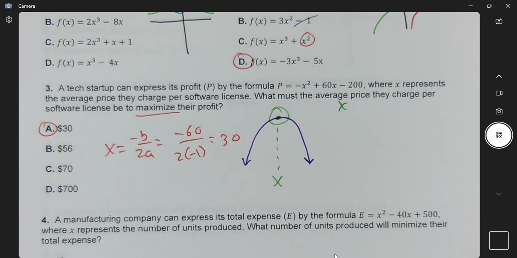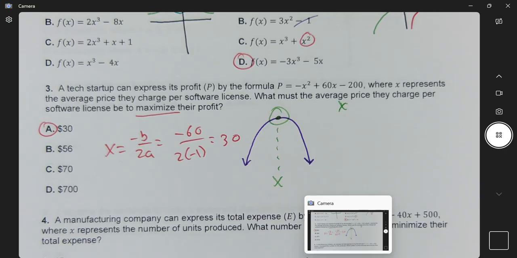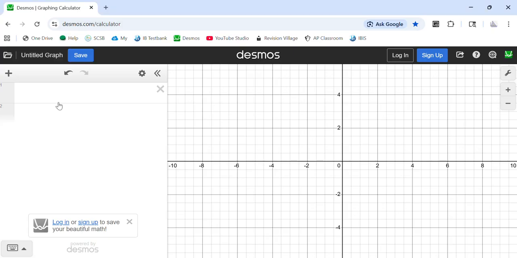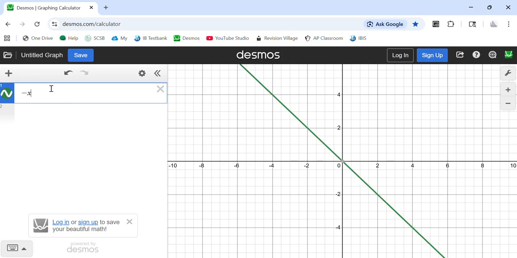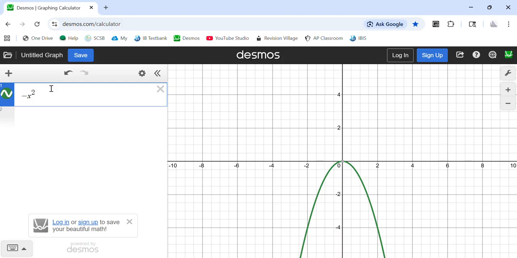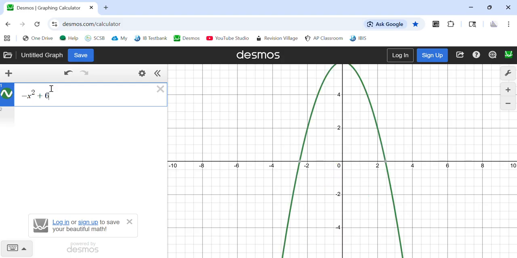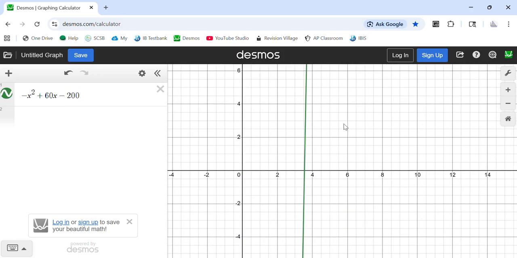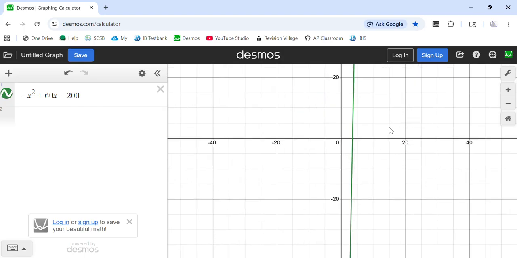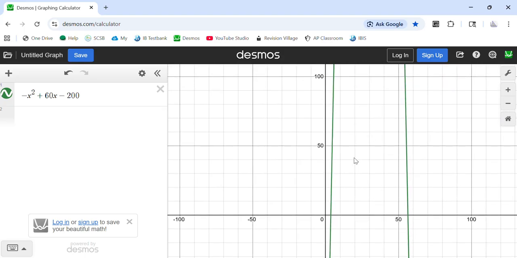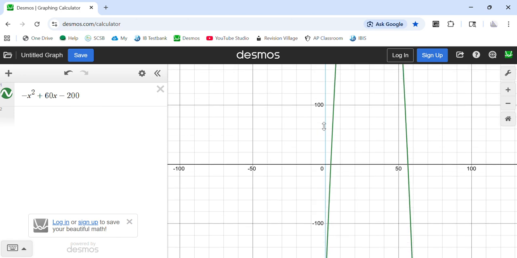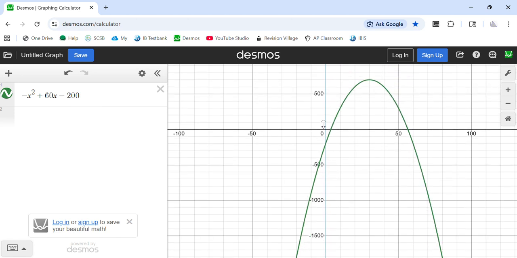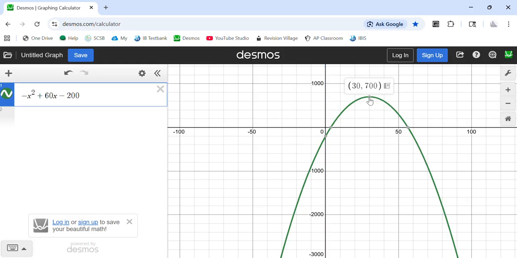But let's go ahead and go to Desmos just to double check. I'll show you how to do everything on Desmos. No reason to use the graphing calculator unless you have to. We have negative x squared, and then plus 60x, and then minus 200. Now you'll see you can't see this vertex, but if you zoom out, I'm hitting shift and then scrolling some more. That's squishing the y-axis. Click on the graph and click there. You can see it's at 30, 700.